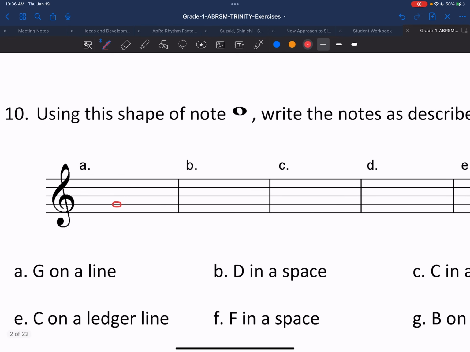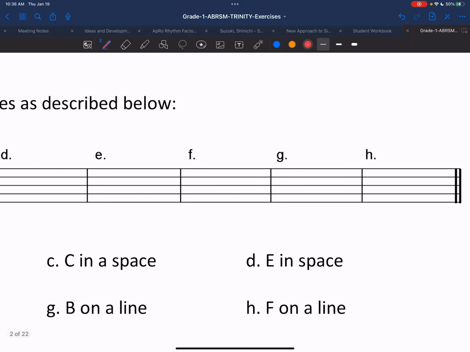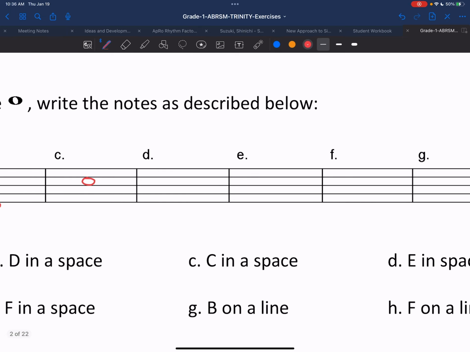Next one, B says we need D in a space. So D for a space would be the note below the staff. Again, just touching the line above. C is C in a space. That's our third space C. D says we need E in a space. That's our fourth space E.